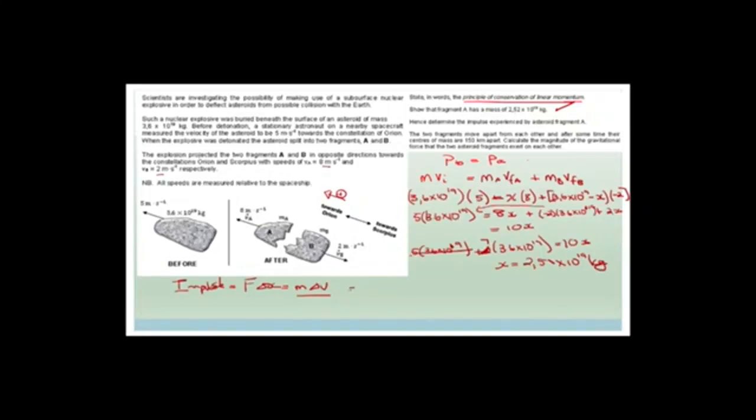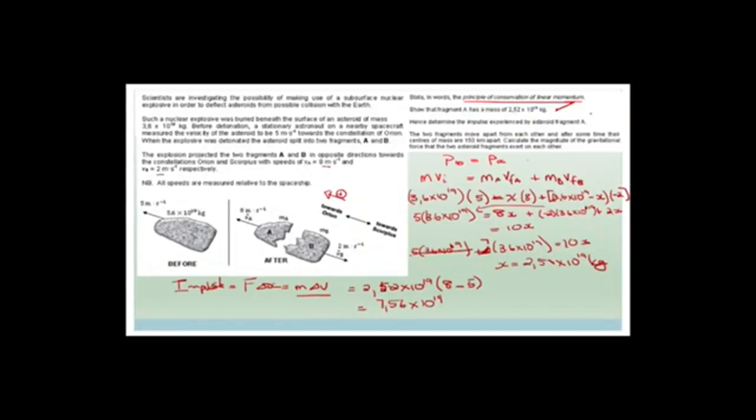So that is going to be the mass of it, which is 2.52 times 10 to the 19. Its final velocity is 8 minus initial velocity of 5. So therefore, its impulse is going to be 2.52 times 10 to the 19 multiplied by 3, which is 7.56 times 10 to the 19.